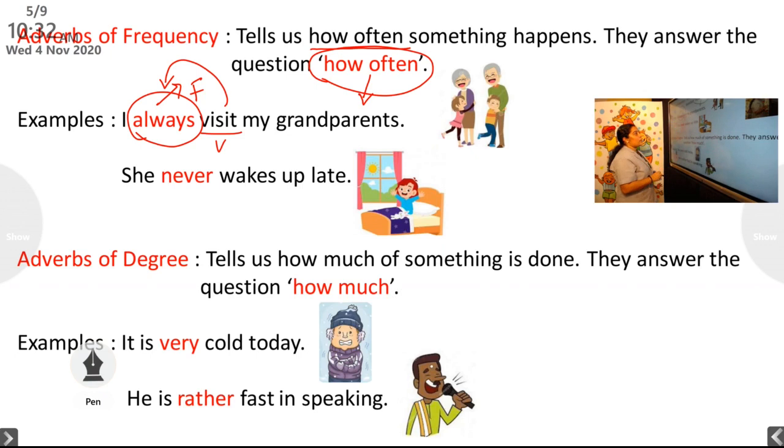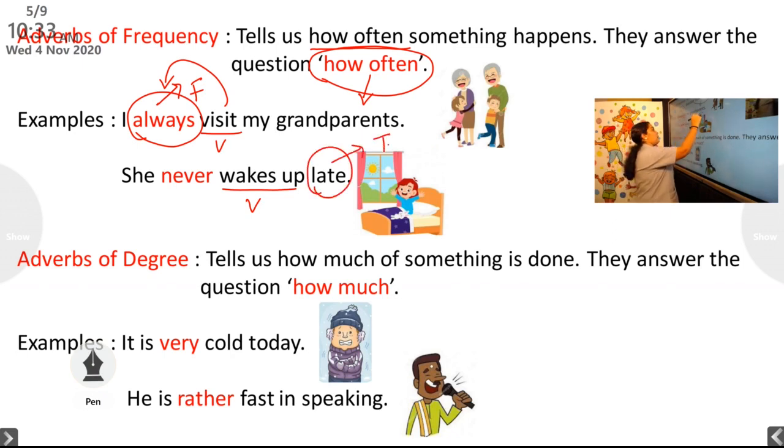So I always visit my grandparents. Don't ask the question when do you visit. Always ask the question how often do you visit. So you will get the answer always. She never wakes up late. Now wakes up is the verb here. Now if you ask the question here, actually two adverbs are there. If you ask the question, when do you wake up, you will get the answer as late.